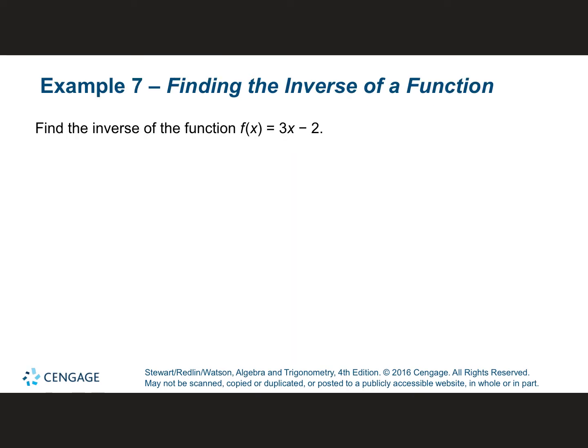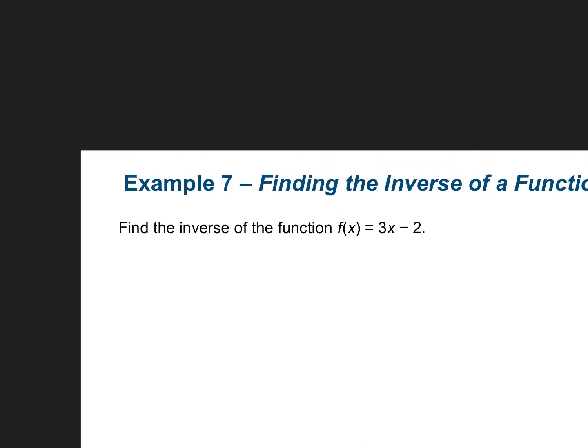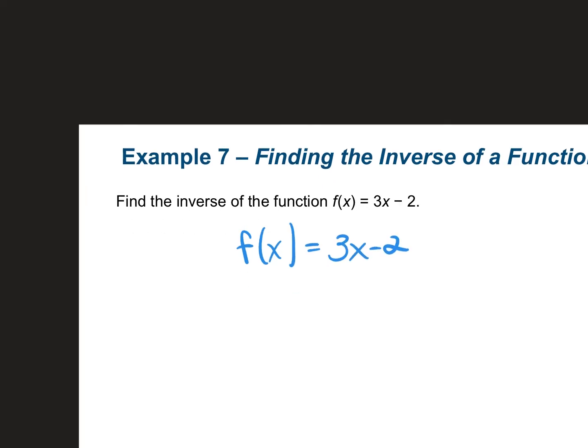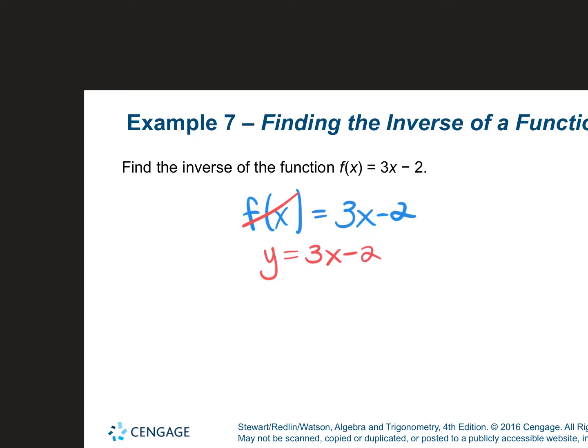So let me show you what it looks like. All right, here's my function. This is how you guys would show me on your web assign, on a test or a quiz. You have f of x equals 3x minus 2. So the first step that we do is we change f of x to a y. So y equals 3x minus 2. Then the most important thing you can do here, you have to switch the places of the x and the y. So this becomes x equals 3y minus 2.